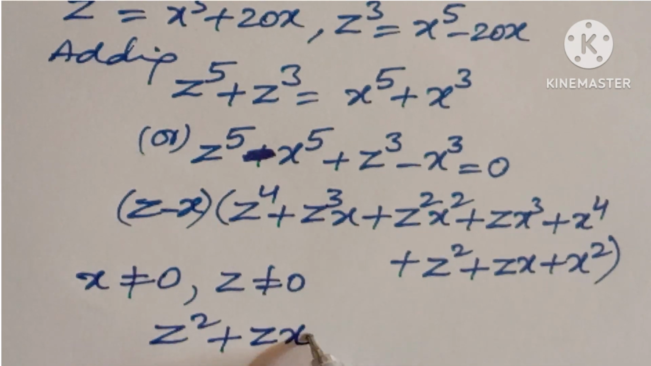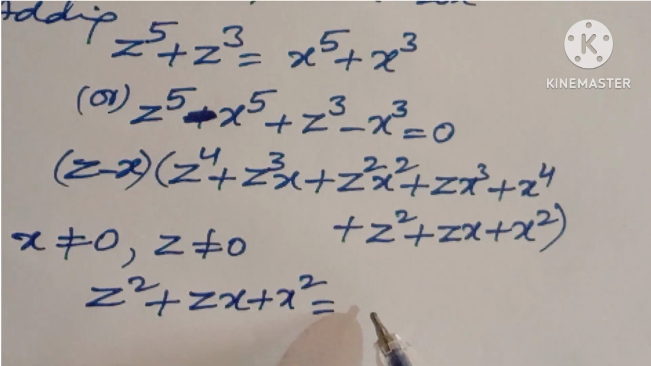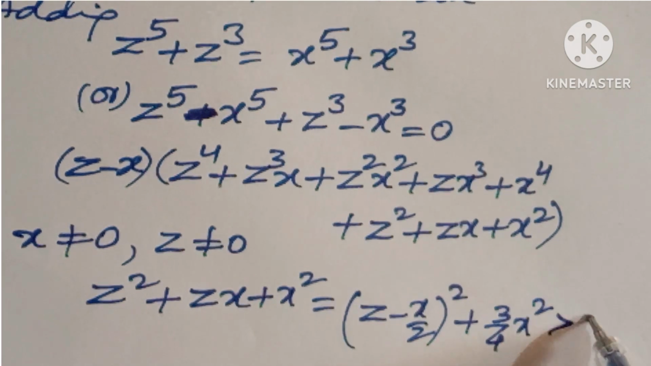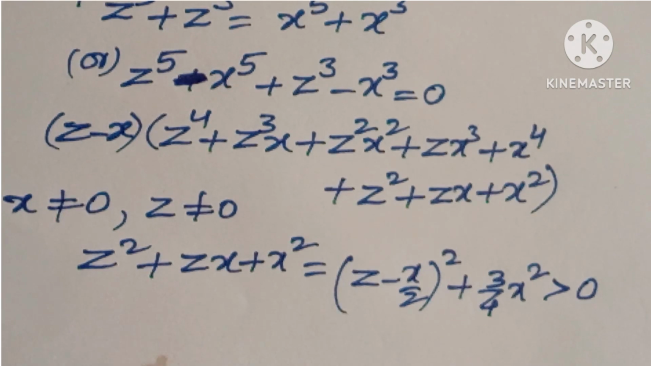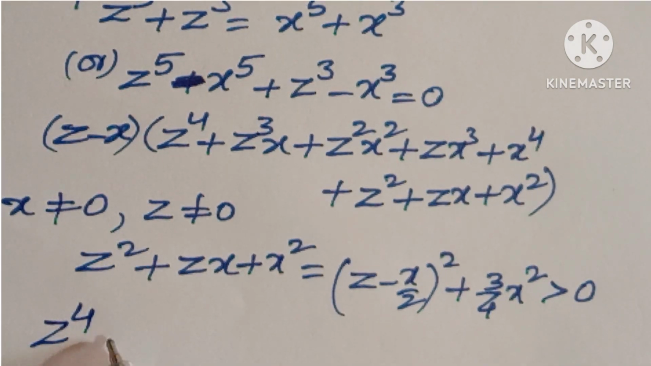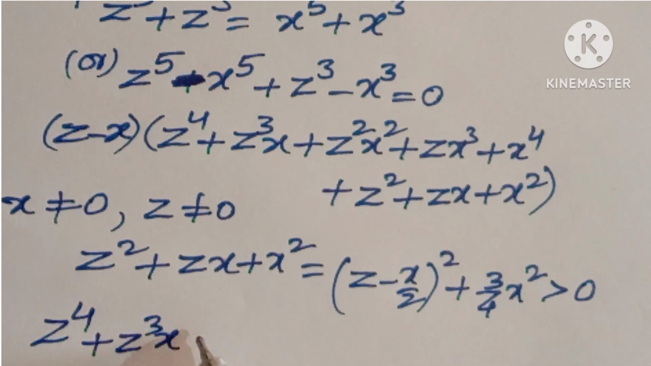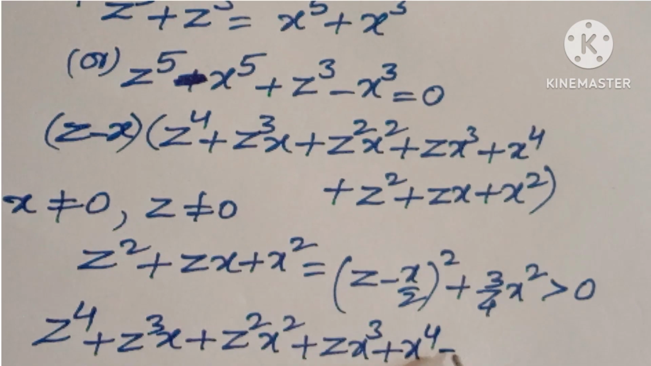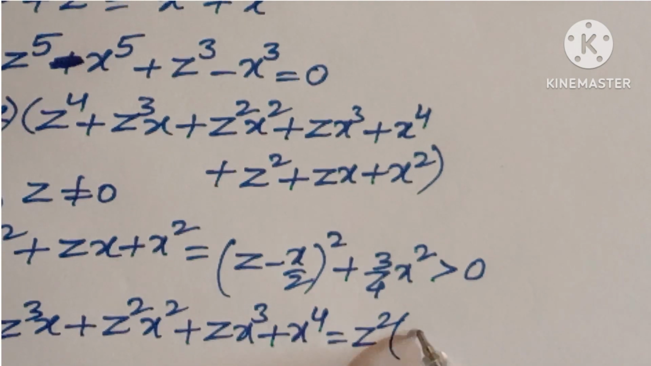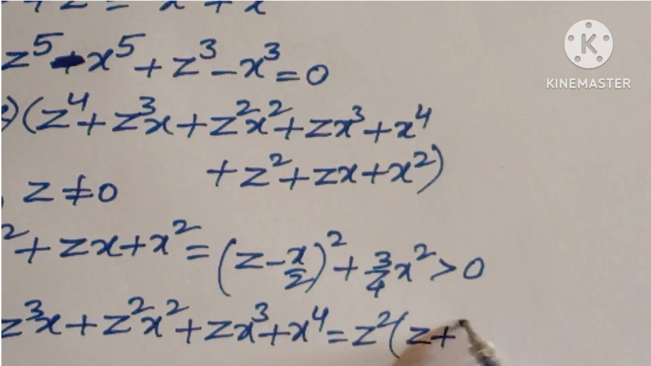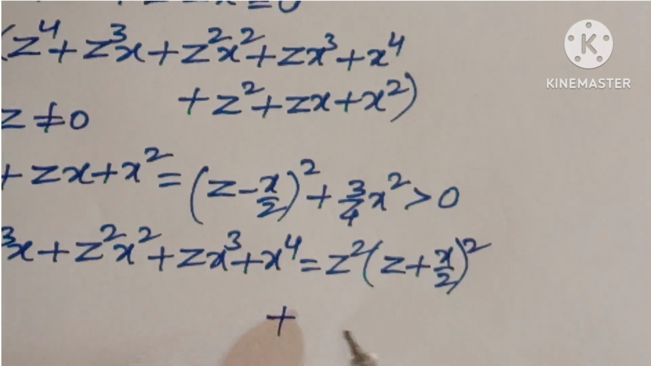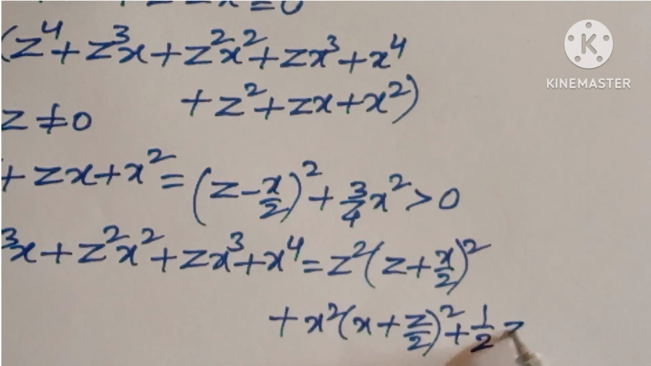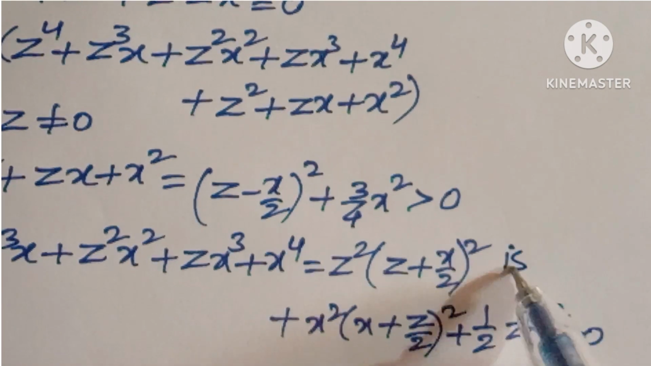Therefore, z squared plus zx plus x squared can be written as z minus x by 2 whole squared plus 3 by 4 x squared, which is greater than 0. This can be written as z to the power 4 plus z cubed x plus z squared x squared plus z x cubed plus x to the power of 4 is equal to z squared into z plus x by 2 whole squared, plus x squared into x plus z by 2 whole squared, plus 1 by 2 into z squared x squared, greater than 0. It is always positive.